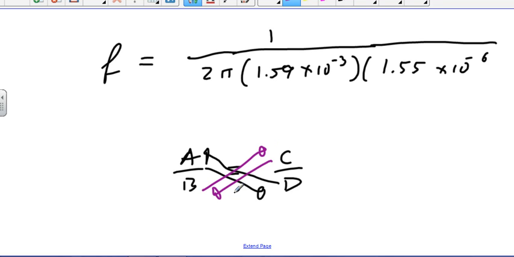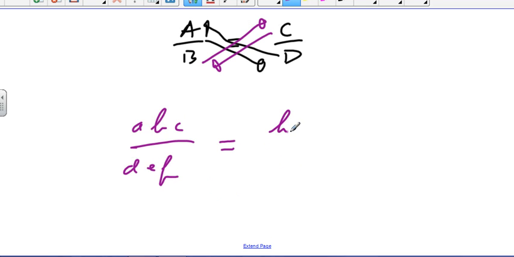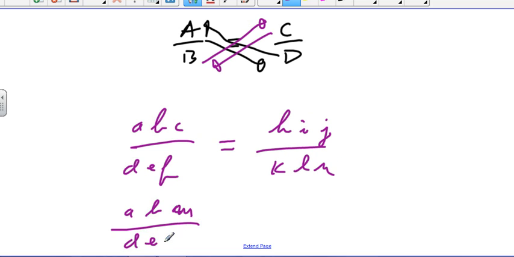That's called cross multiplication. So if I have A, B, C over D, E, F is equal to H, I, J over K, L, M, I could rewrite that by moving the factors across. It'd be perfectly okay.